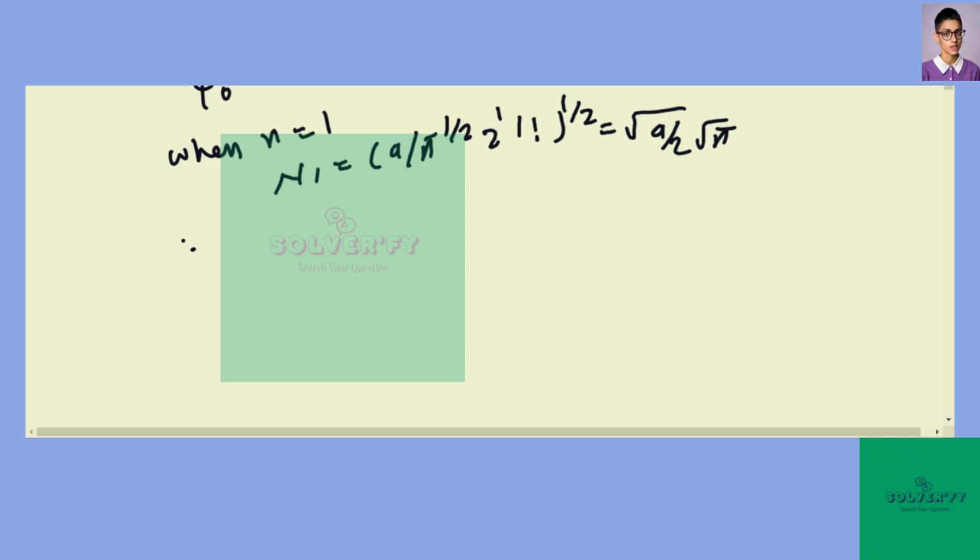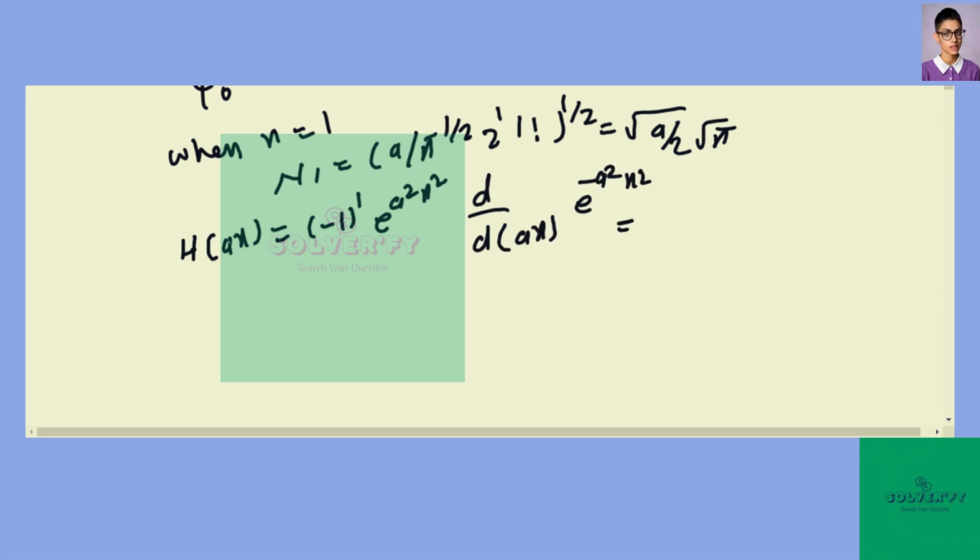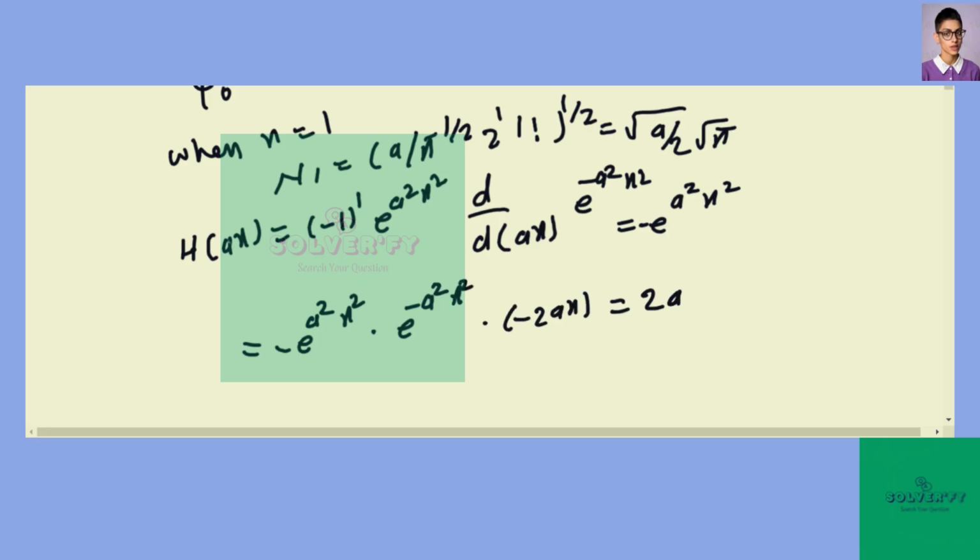And H1 of ax, so H1 of ax is equal to (minus 1) to the power 1, e to the power a square x square, and this is d over d(ax) of e to the power minus a square x square, and finally this is equal to minus a square x square times e to the power minus a square x square times minus 2ax, and this is equal to 2ax.